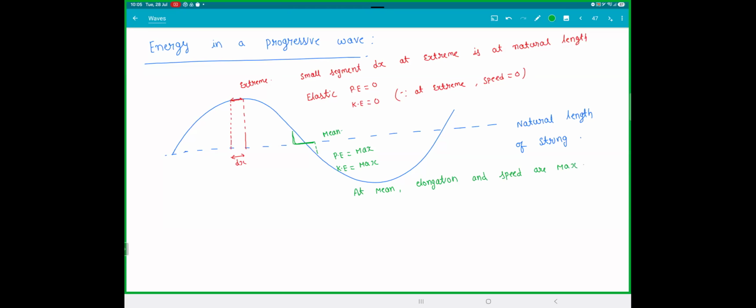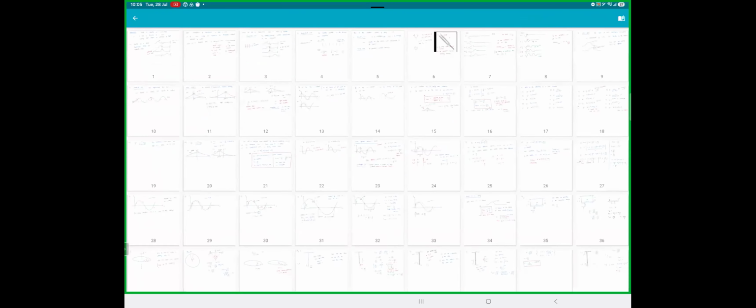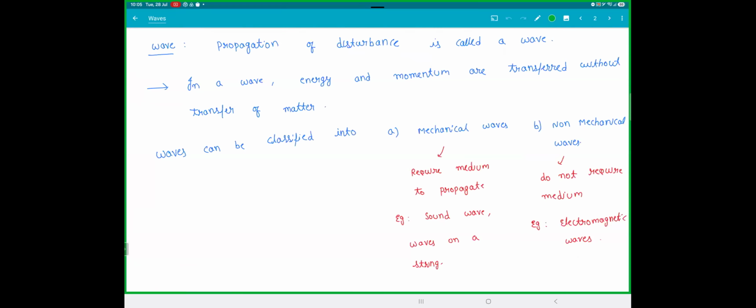So if you observe here, energy is not conserved. Energy is not supposed to be conserved because, do you guys remember the definition of a wave? In a wave, energy and momentum are transferred. Energy is continuously moving forward, isn't it? So energy can't be conserved. It has to keep moving forward.